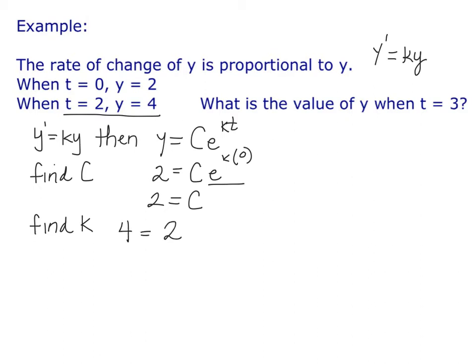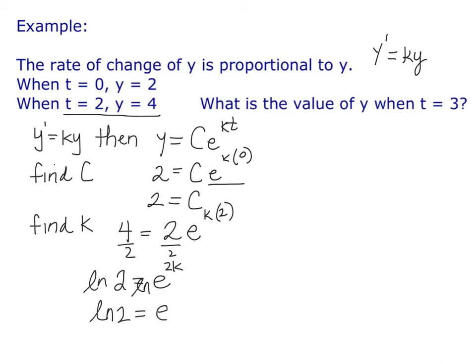The constant is 2. We don't know what k is, but we know that t is 2. All right, so I divide both sides by 2, and I get 2 equals e to the 2k. I'm going to natural log both sides. So the natural log of 2 equals 2k. The natural log of e to the 2k will just be 2k. And so k is going to be the natural log of 2 divided by 2.